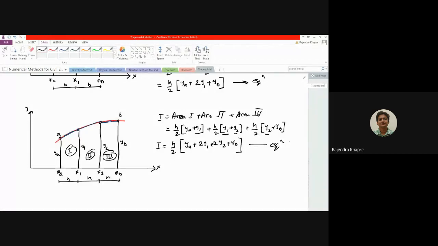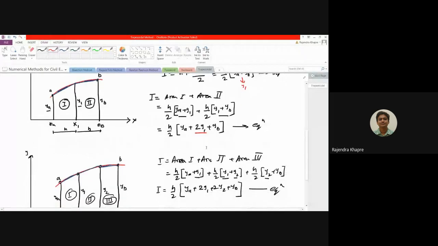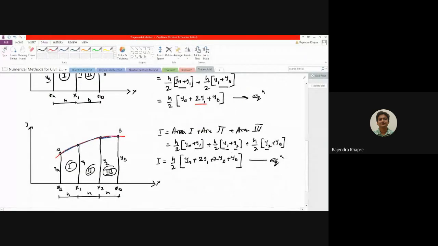If you compare these three equations which we have generated, you will find that in the first expression there is no y1, because we have just taken direct integration. Here you have only one y1 term, and in the third equation you will have y1 and y2. If you increase the number of intervals, you will have more terms, that is y1, y2, y3, or maybe even y4.